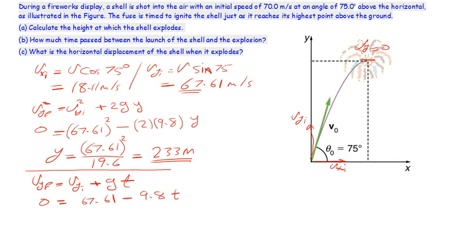Now, very simple, we're just going to rearrange our formula. It's going to be 67.61 divided by 9.8. Let's find how much the time is in this case. That will give me about 6.9 seconds to reach the maximum height before it explodes. All right, now let's go and find the third part.